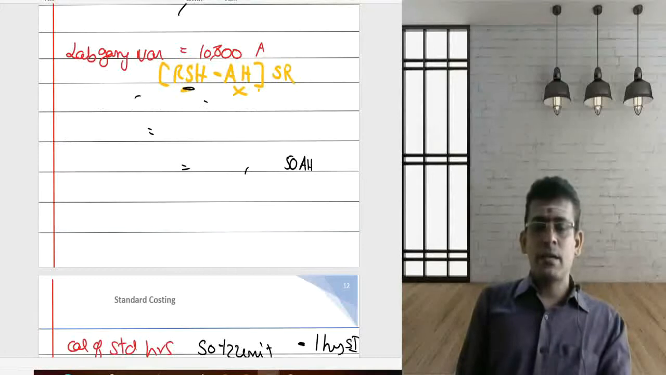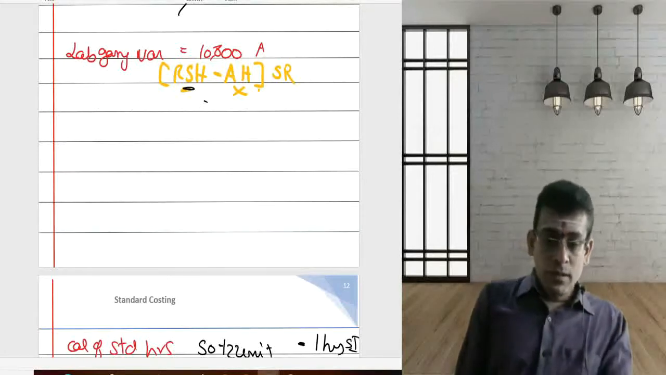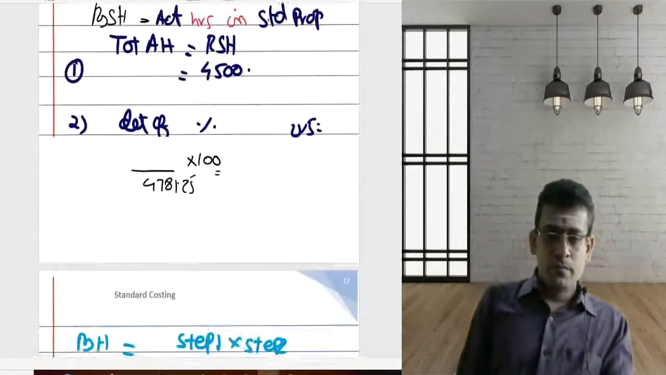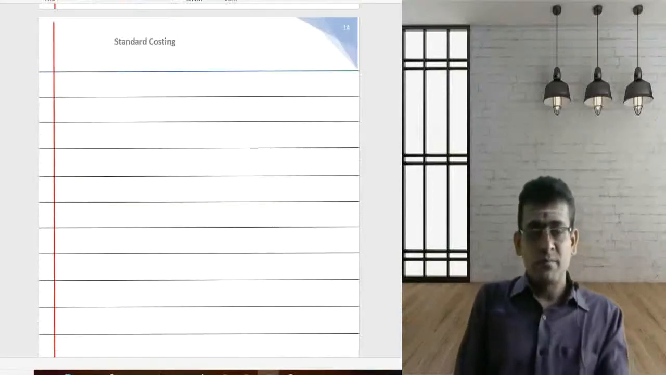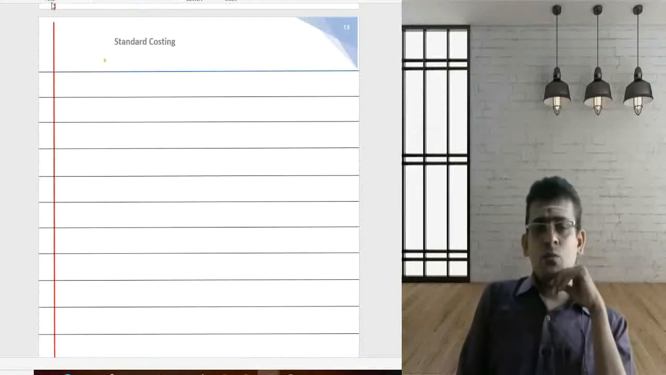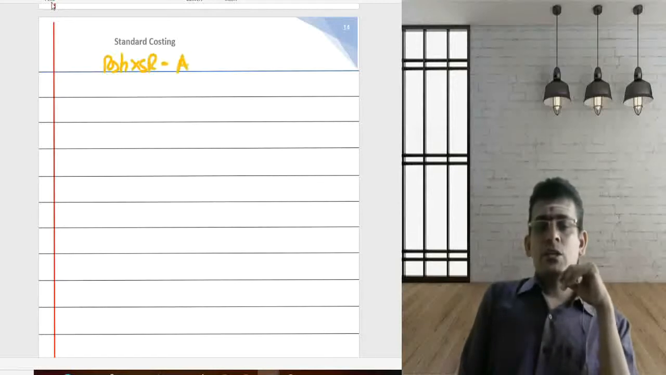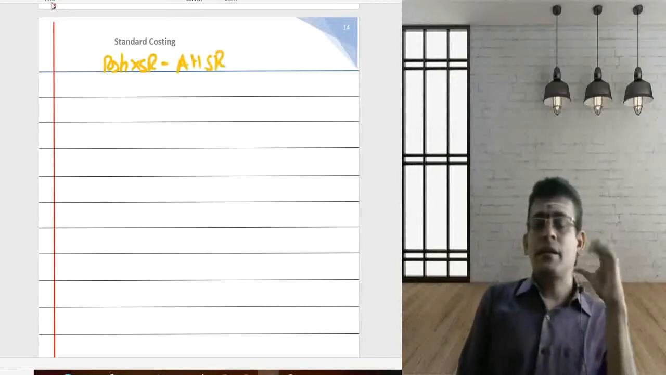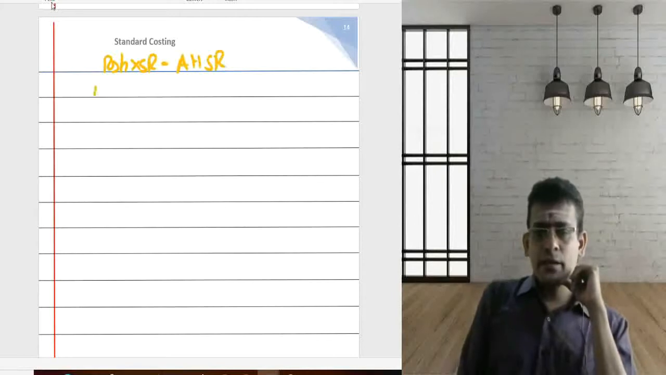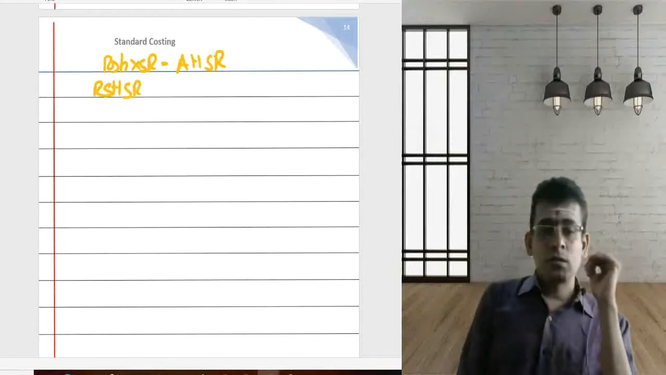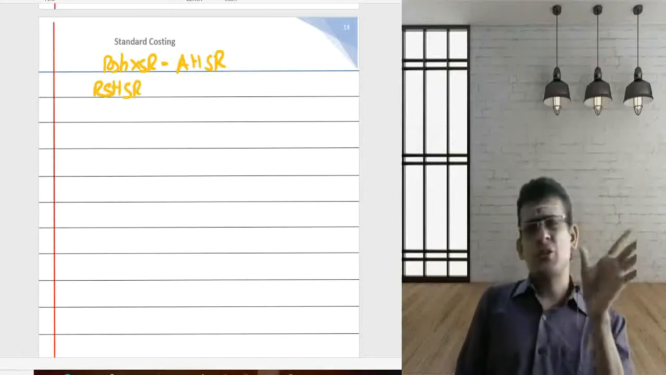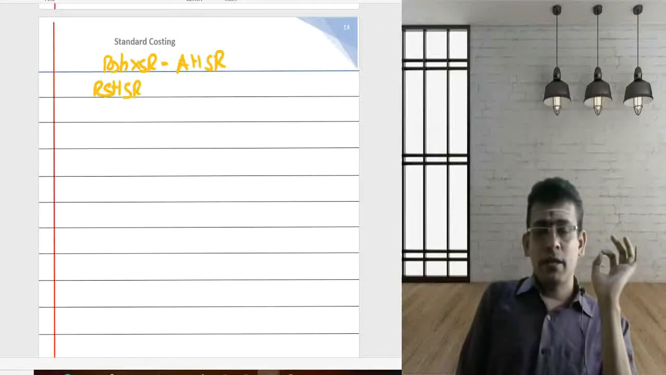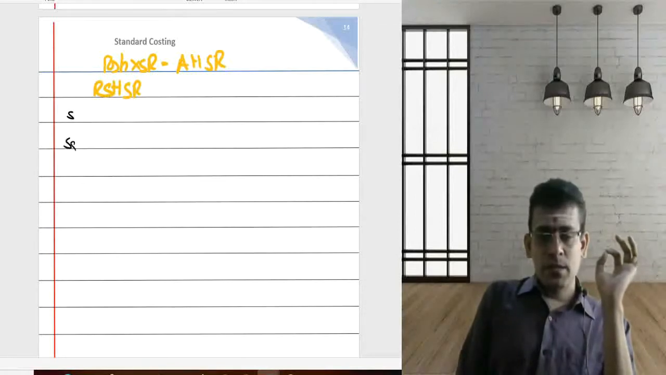Now I need to apply this and calculate the gang variance or whatever variance you are supposed to calculate. Now let us come to the fresh page. Here gang variance is what? Revised standard hours into standard rate minus actual hours into standard rate. That I need to do. First, let us calculate RSH into SR. Then we'll focus on AH into SR. Now, we had already calculated for skilled, semi-skilled, unskilled.